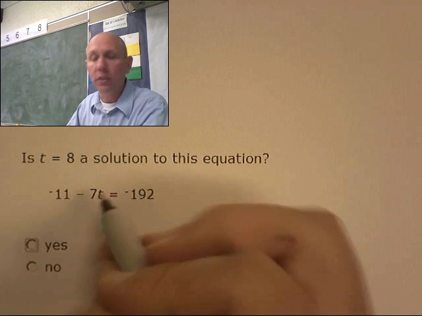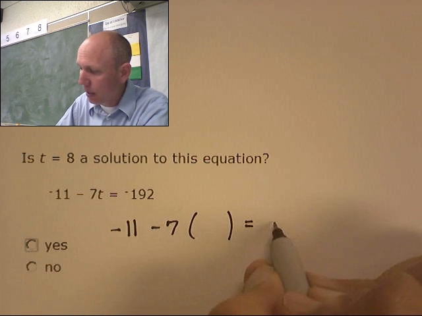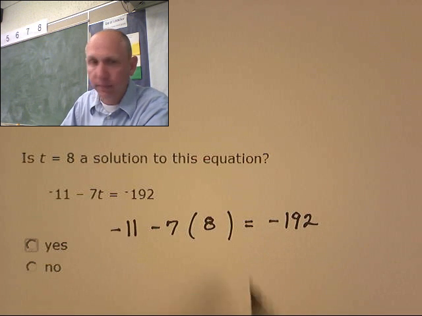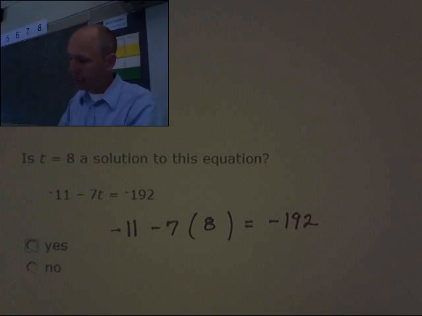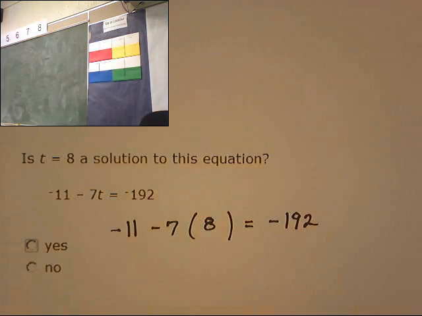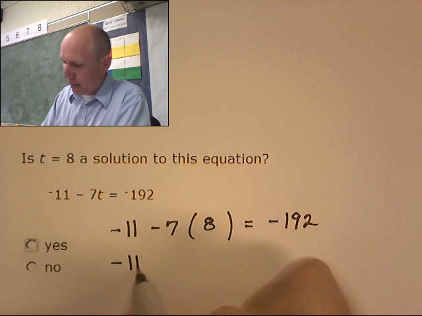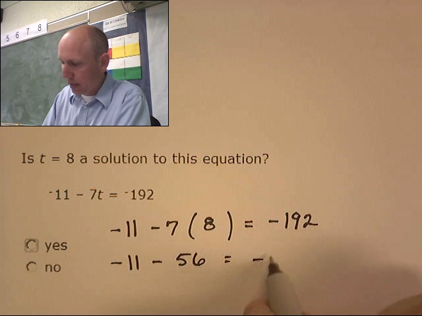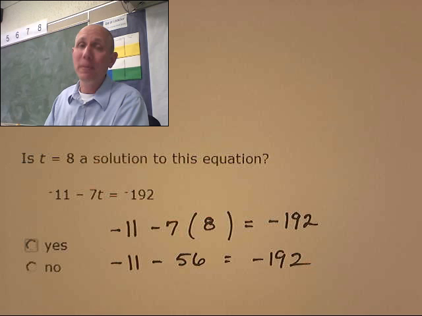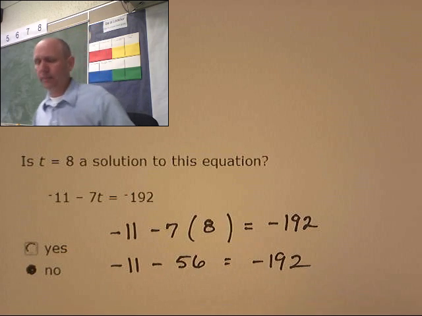That's the game. Let's try again. Is t equals 8 a solution to this equation? Well, negative 11 minus 7. Goodbye t. Hello parentheses. Into the parentheses, I will put 8. I will now do this math and see if it works. Negative 11 minus 56 equals negative 192. Do I really have to go any further with this? Because I don't think so. I do not think that works.